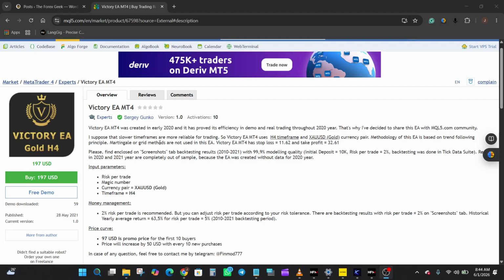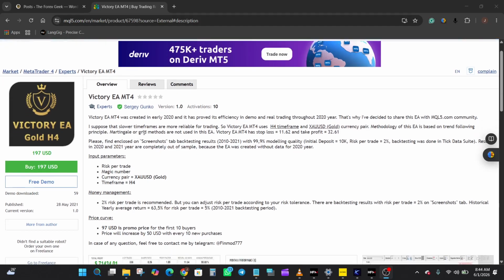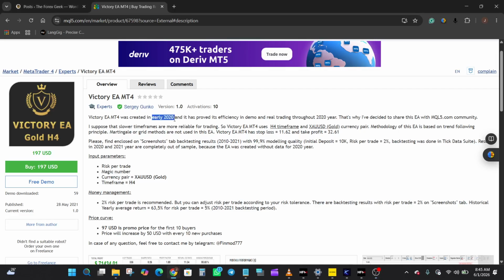Now let's just jump straight into the MQL5 Marketplace page and see what Victory EA for MT4 is all about. Looking at the listing, Victory EA for MT4 was developed by Sergey Gunko and is currently priced at 197 US dollars. The version shown here is version 1.0. According to the developer, this expert advisor was created in early 2020 and has been used in both demo and real trading during that period.